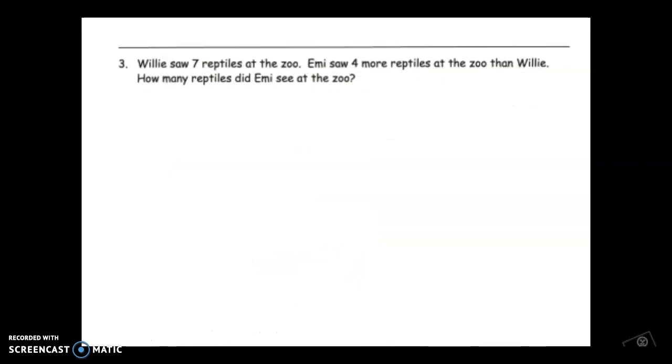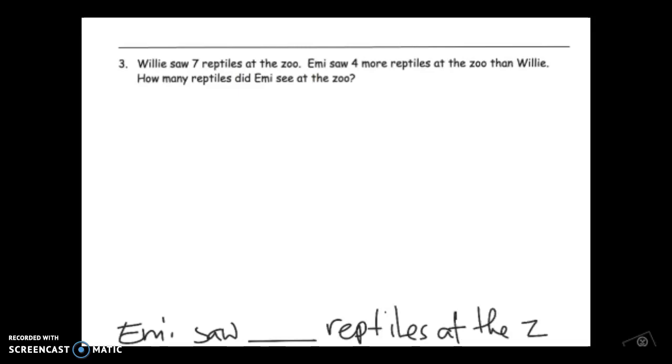So Willie saw 7 reptiles at the zoo. Emmy saw 4 more reptiles at the zoo than Willie. How many reptiles did Emmy see at the zoo? So our sentence is, Emmy saw blank reptiles at the zoo.